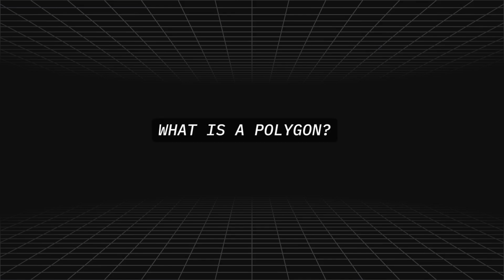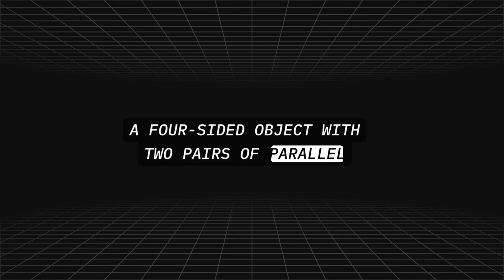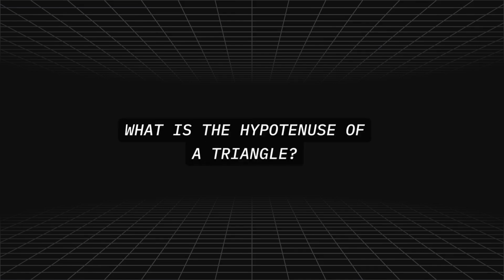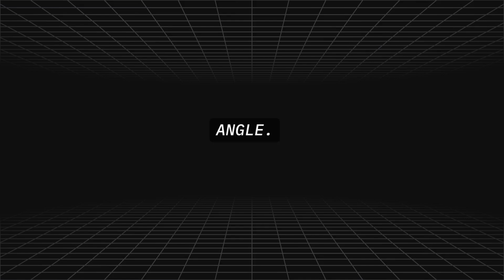What is a polygon? A closed shape that is made up of 3 or more sides. What is a parallelogram? A 4-sided object with 2 pairs of parallel sides. What is the hypotenuse of a triangle? It is the long side that is opposite of the 90-degree angle.